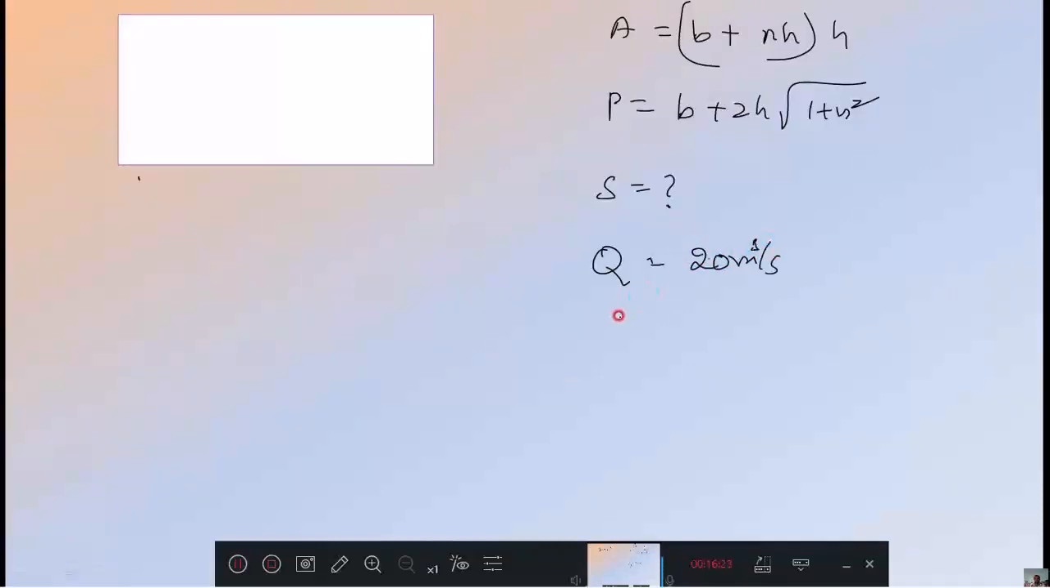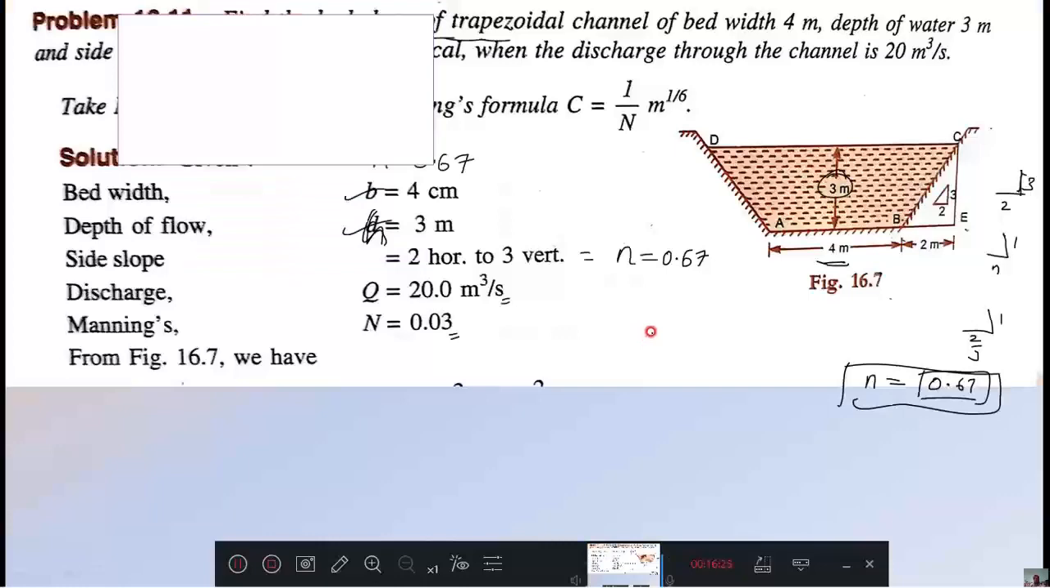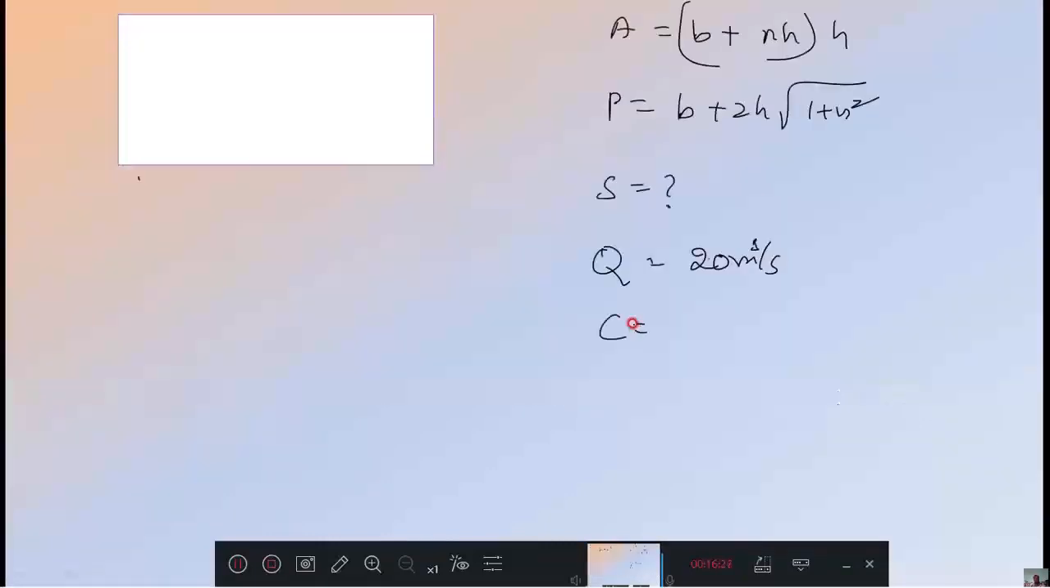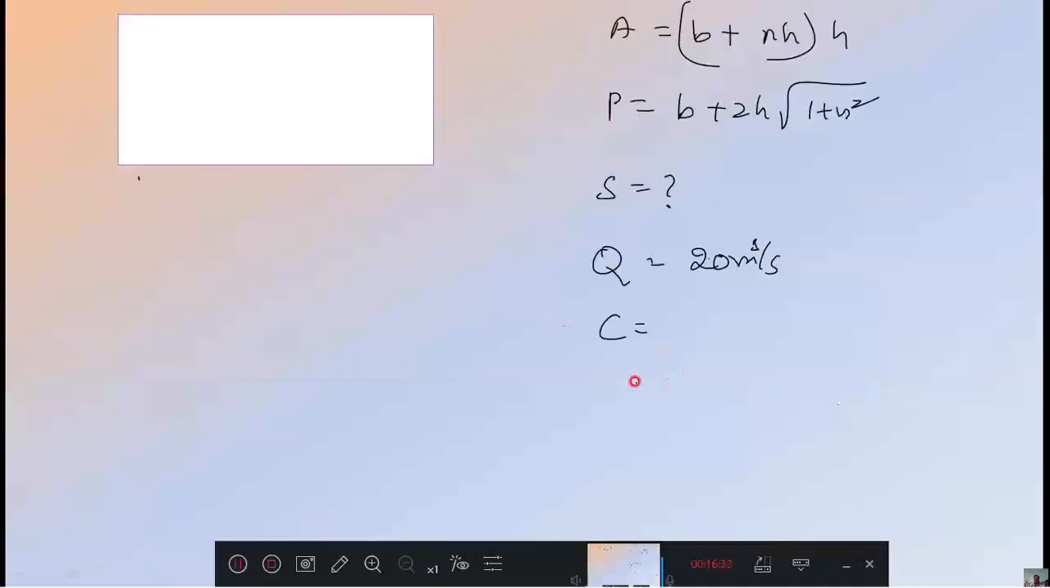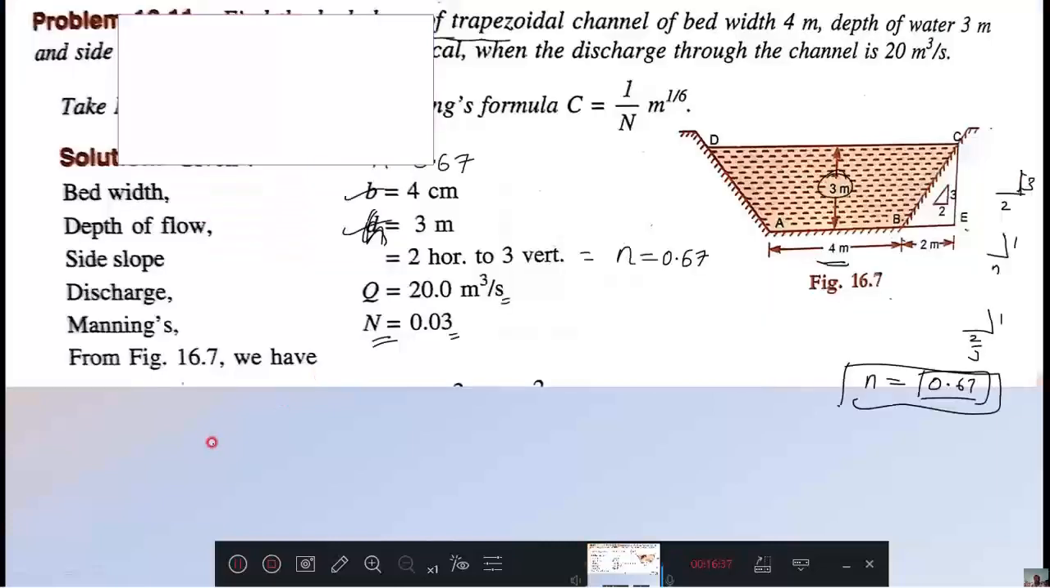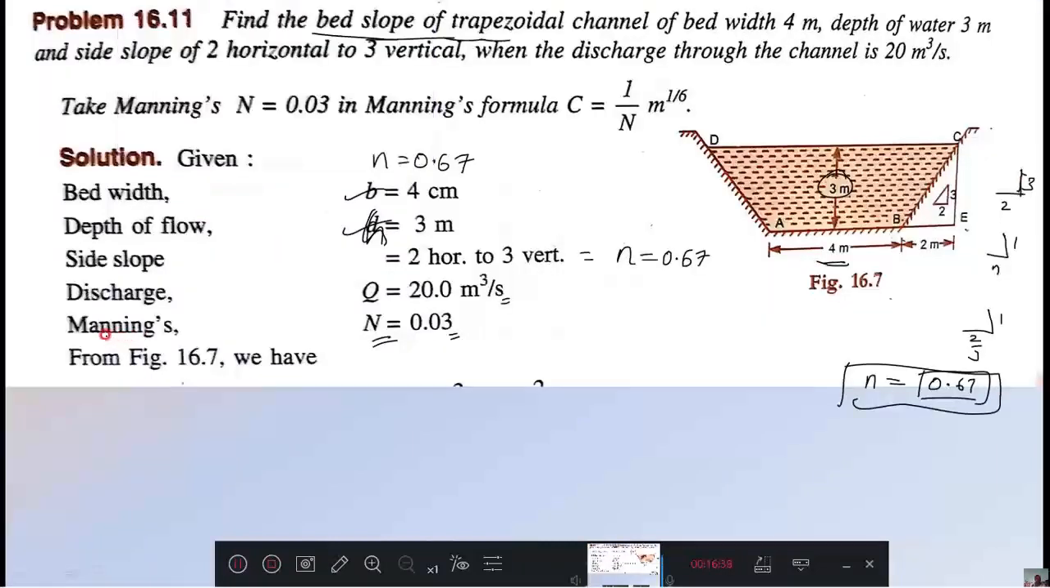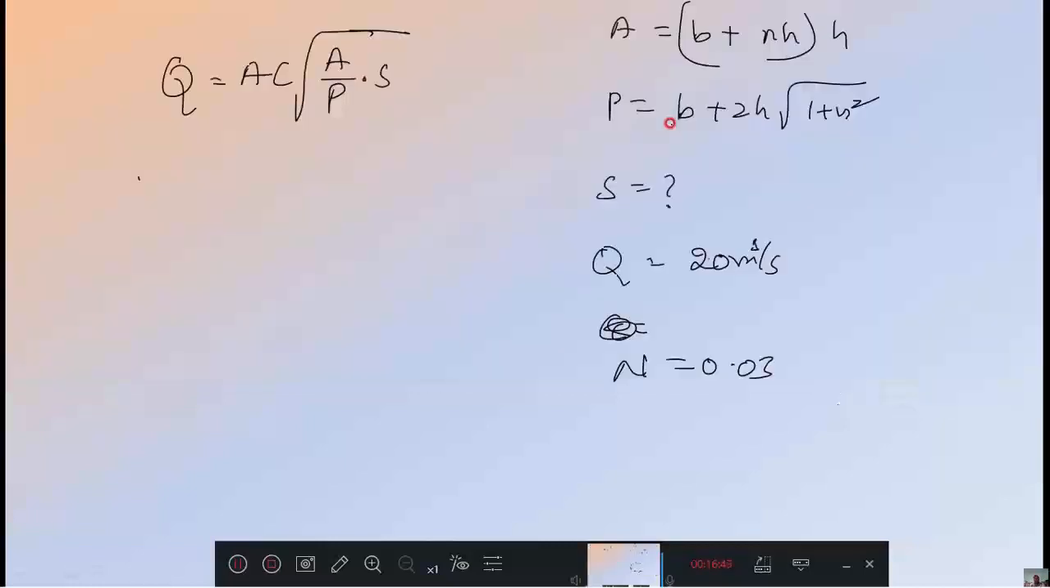Then C is not given here. Therefore, n is given here. Then n is equal to 0.03. This being Manning's equation, this is what we need to use. Manning's n is given, and in the problem they have said that we should use Manning's formula, but even if it is not said, then we have to know it by heart and go. Then what is the Manning's formula?